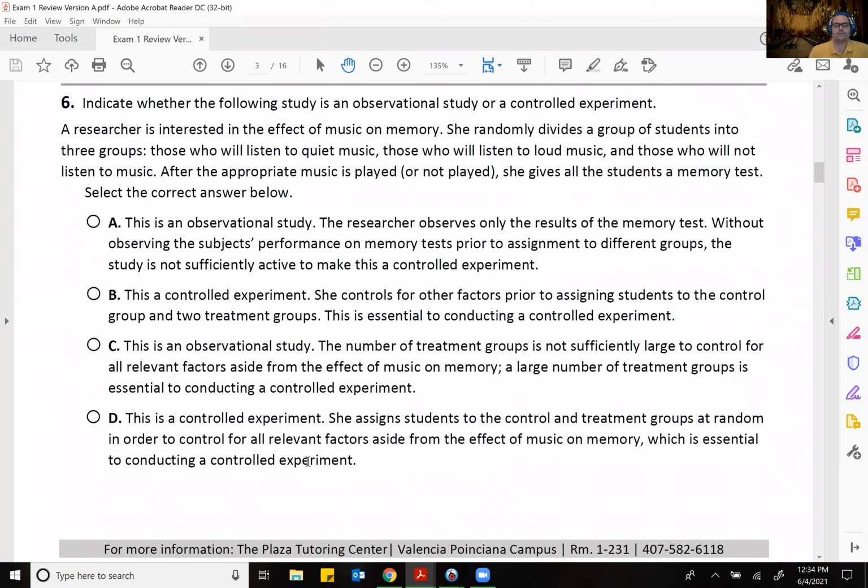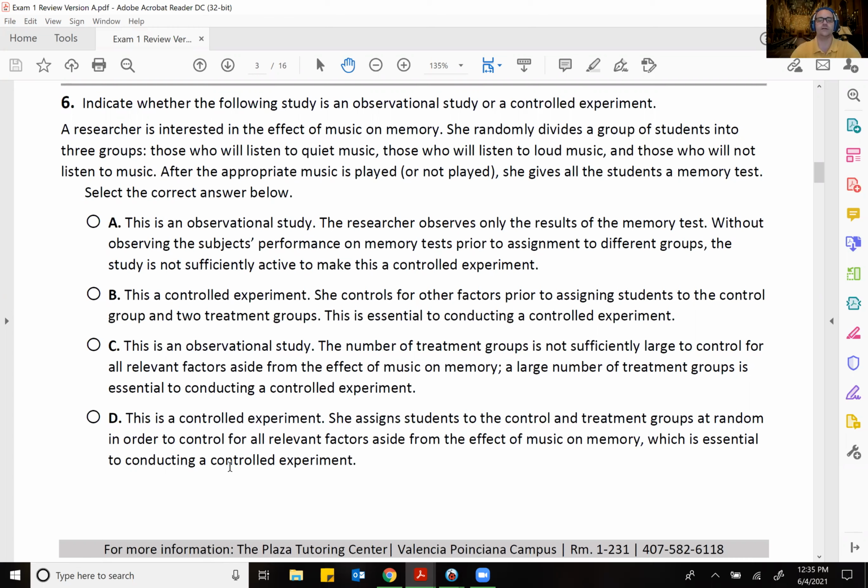D. Definitely is going to be D. The big thing is you need to make sure that you talk about it being random. And that's what this part right here was missing. She has a control and two treatment groups, but she is randomly assigning people. And that's important for a controlled experiment. So it is D. Yay.